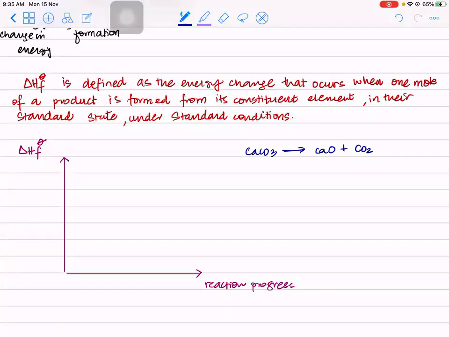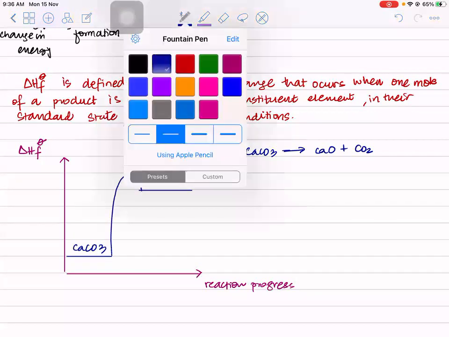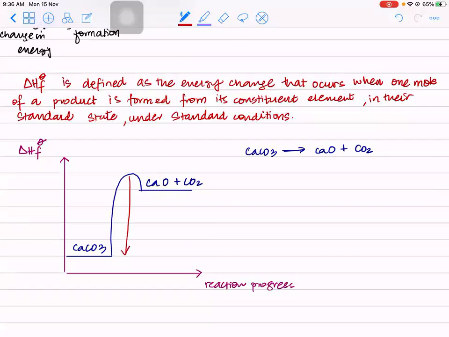Decomposition is always endothermic because in decomposition, you have to break the bonds. And for that, you have to give energy. So decomposition is always endothermic. So can I say, since this is endothermic, the reactant will have less energy, product will have more energy. So this is the reactant and this is your product. And this right here would be your activation energy. The entire thing right here would be your activation energy.